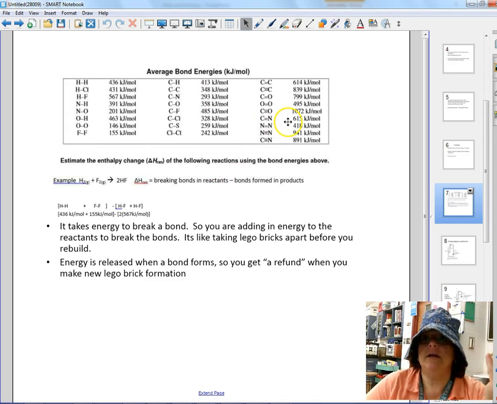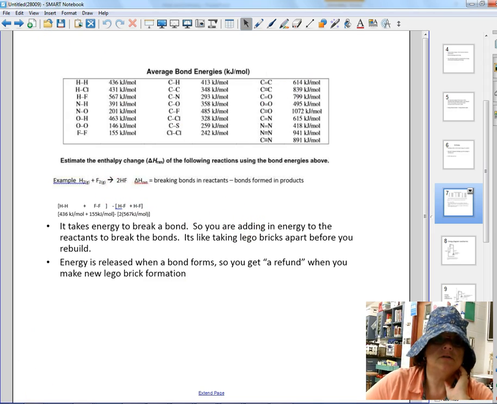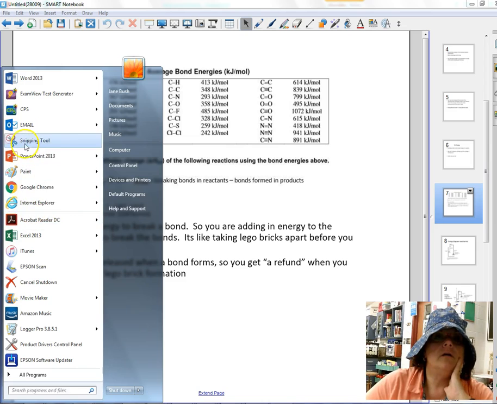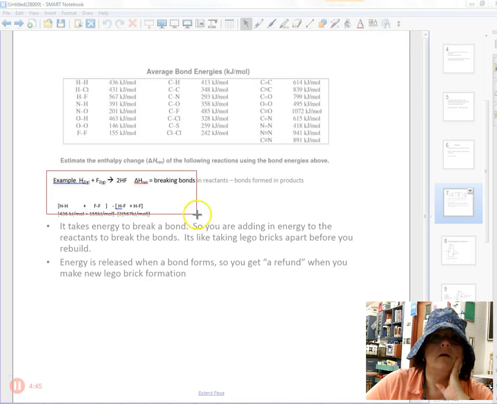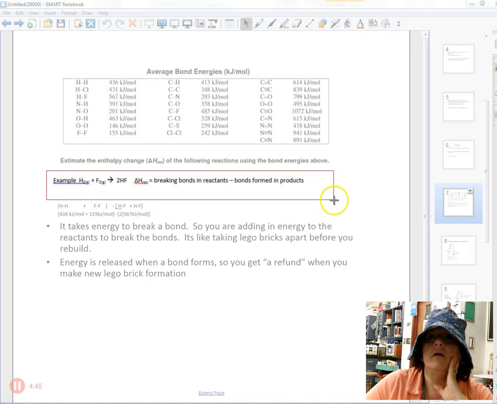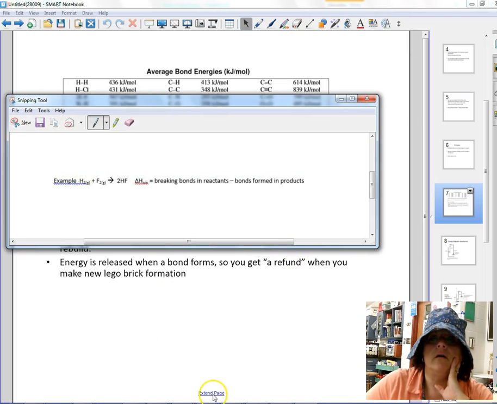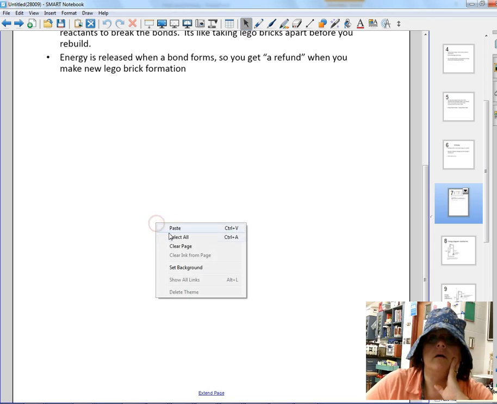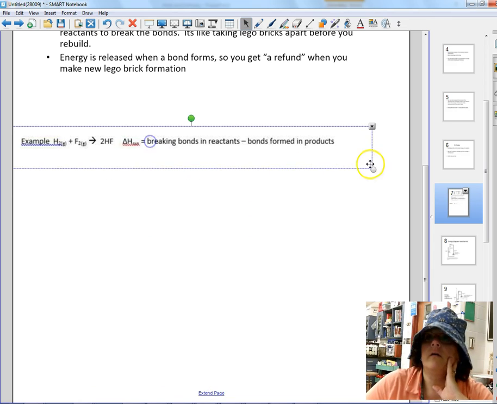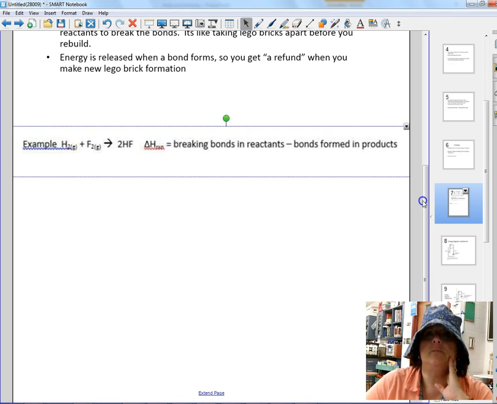Triple bonds, even more. So, we have an example here. I don't know how well you'll be able to read that. Let me just do this. Okay, it's probably a little blurry, but it's a little bigger. So we have an example.